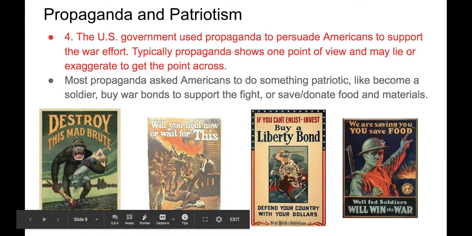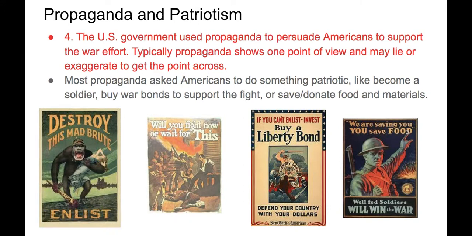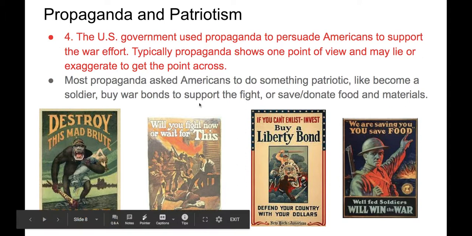See, all of these are propaganda posters. They're trying to get you to do something, right? And you notice what they're trying to say. You look at the pictures, okay?